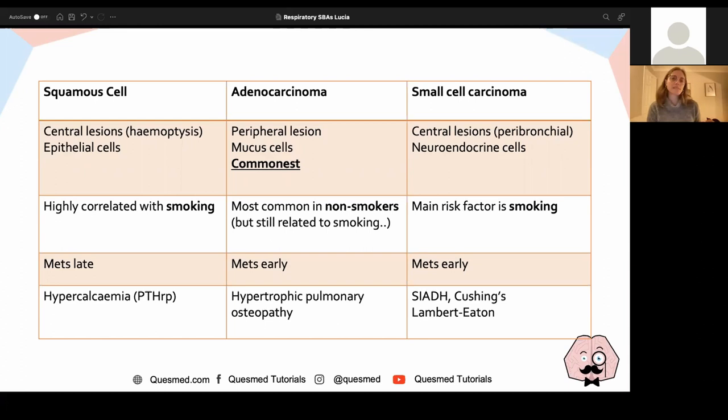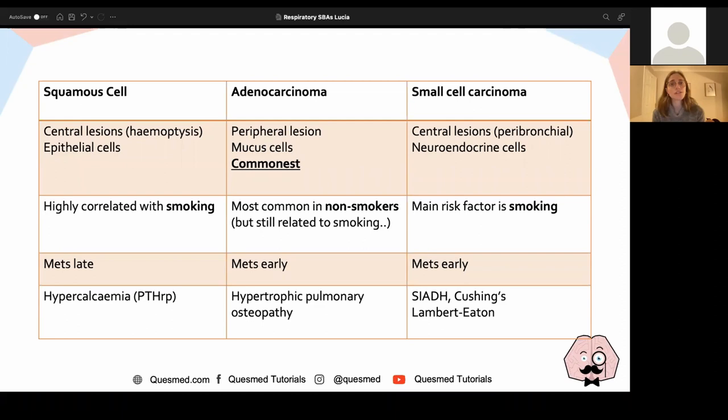When we talk about paraneoplastic syndrome, which is the other thing people love to ask in exams about lung cancer, squamous cell carcinoma is the one that is associated with hypercalcemia due to secretion of parathyroid-related peptide.